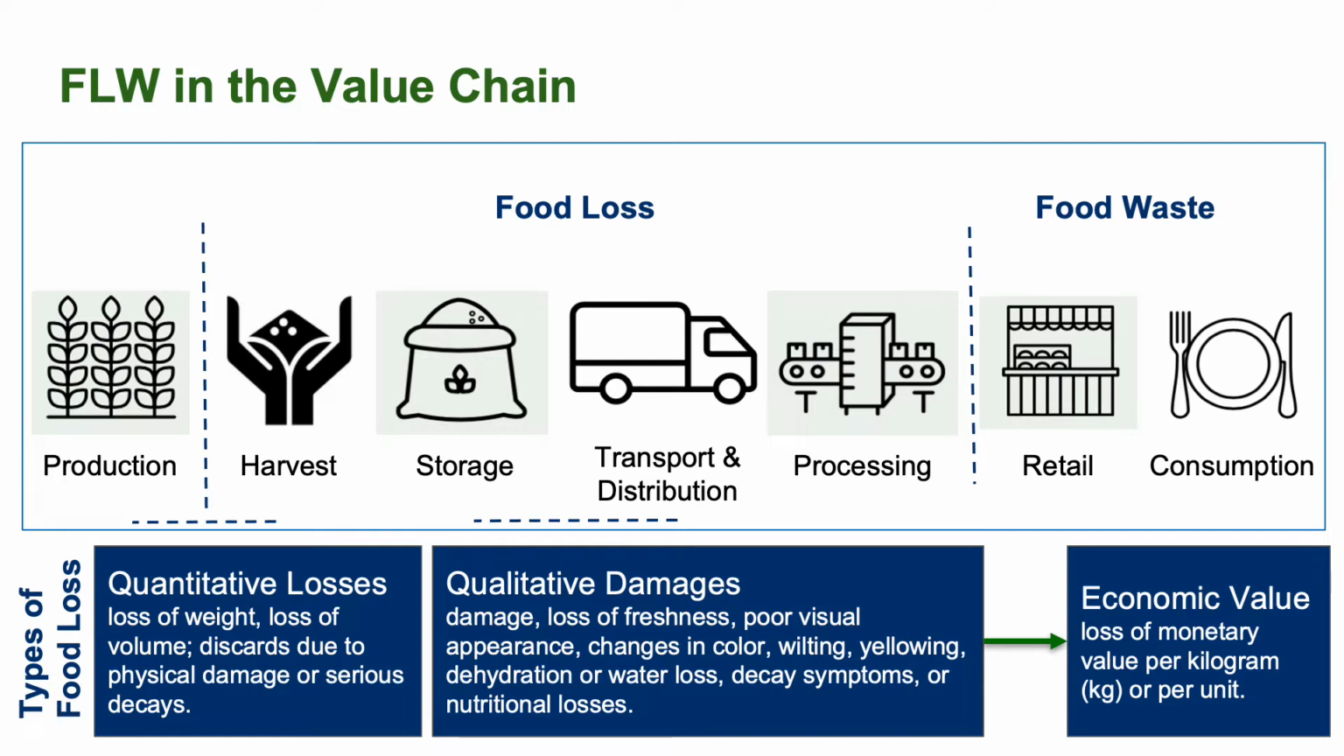Types of food loss include quantitative losses, which is the sheer loss of weight or volume and how much is thrown away. And there's also qualitative damages. Qualitative doesn't really mean that you've lost the product entirely, but it may be decreasing in economic value, nutritional value, or what it's good to be used for. All of this leads to a loss of economic value.